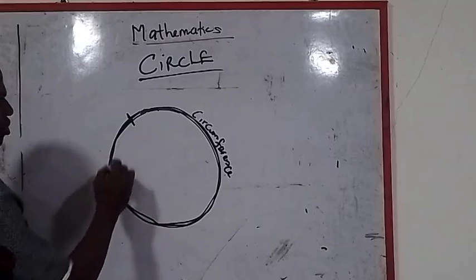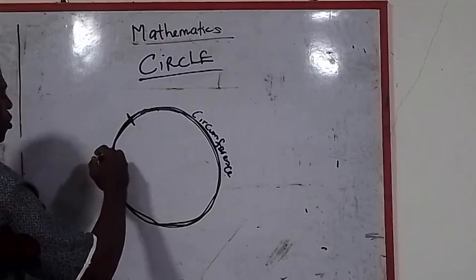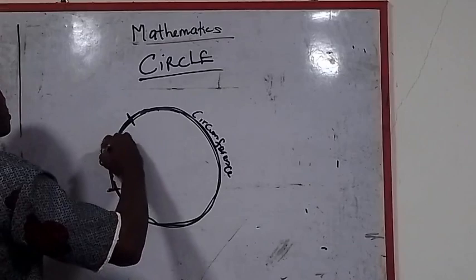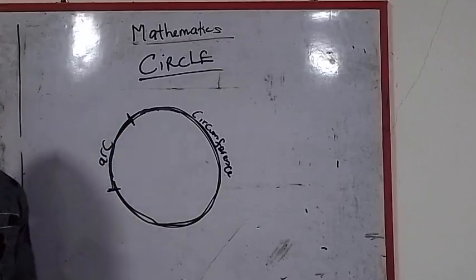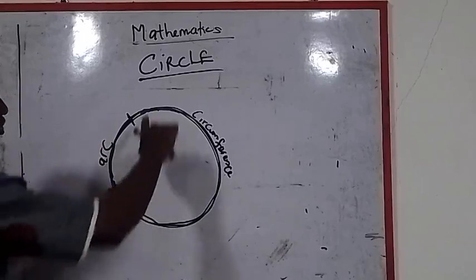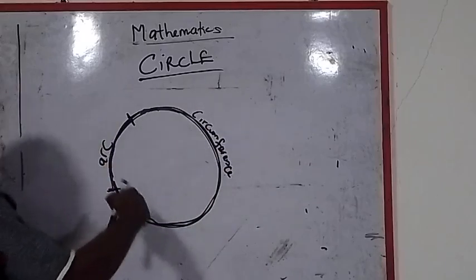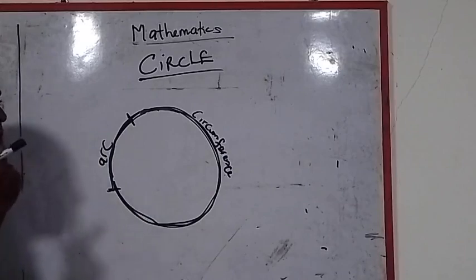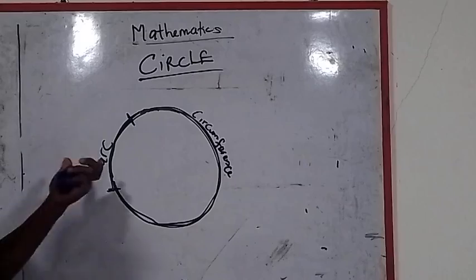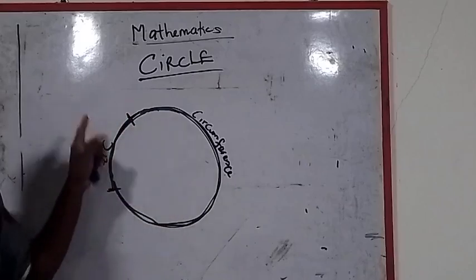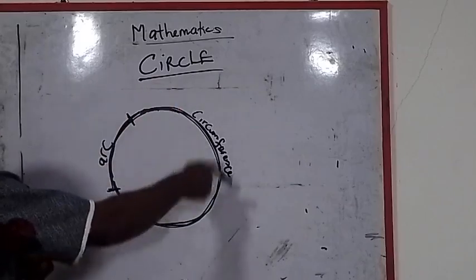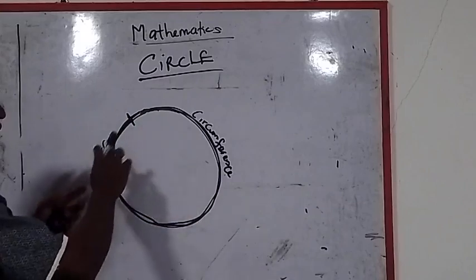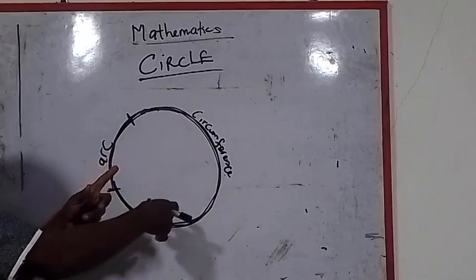Let me say here, this one, we call it an arc. This one is an arc, this one is a bigger arc, this one is a smaller arc. Very simple. So an arc is a cut out portion from the circumference. The circumference is a full round boundary, but the arc is just a cut out portion from the circumference.